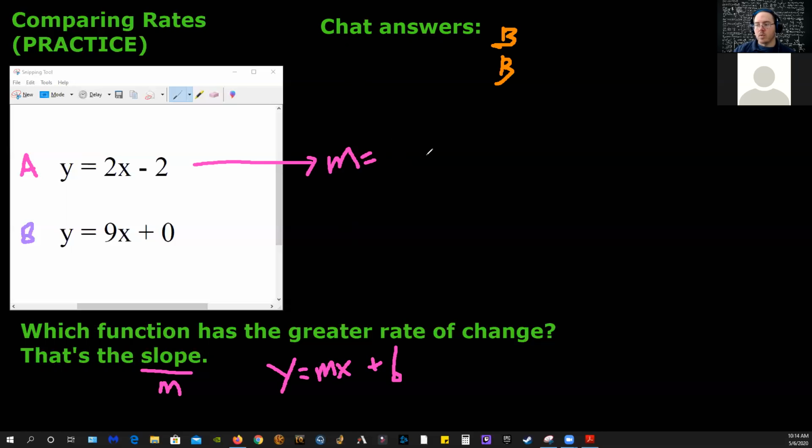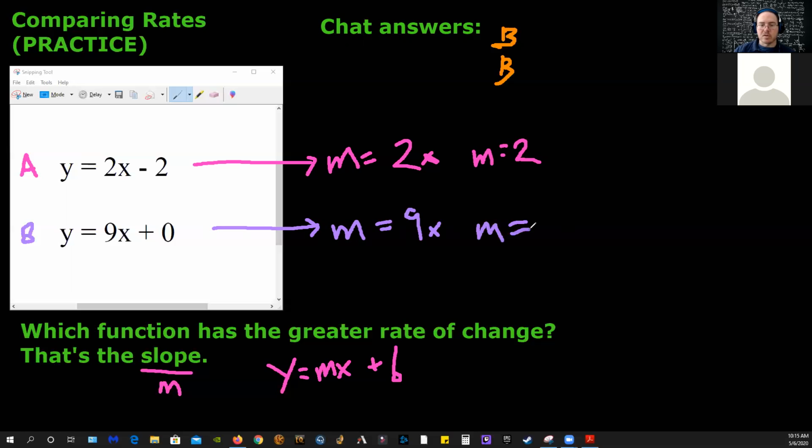Okay, so I'm getting 2 different answers. I'm getting told that the slope is 2x. I'm also getting told that the slope is 2. And then I'm getting the same confusion here. For B, I'm getting the slope is 9x, or the slope is 9. Do we know which one is right and which one is wrong?